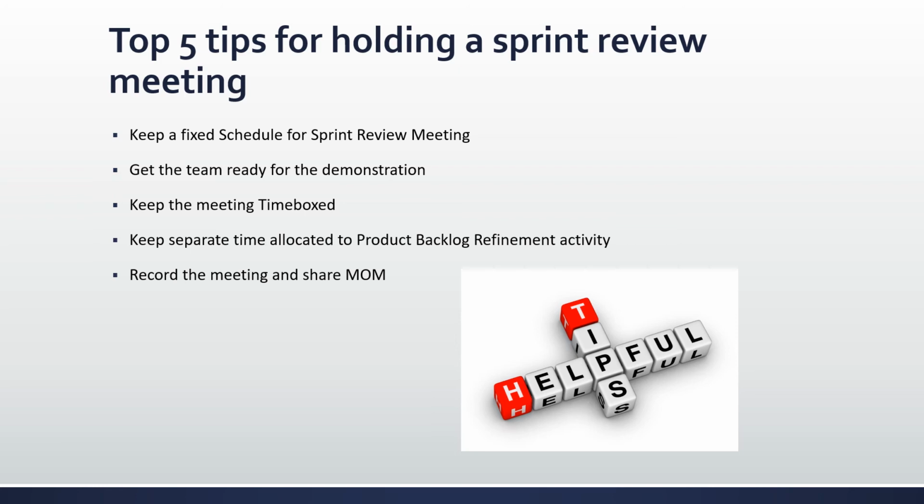4, keep separate time allocated to product backlog refinement activity. It's important to get the product backlog ready by the end of this meeting. So right after this meeting, the next sprint should start, and a refined product backlog is always required to start the next sprint. And 5th, record the meeting and share the minutes of the meeting, which is MOM.